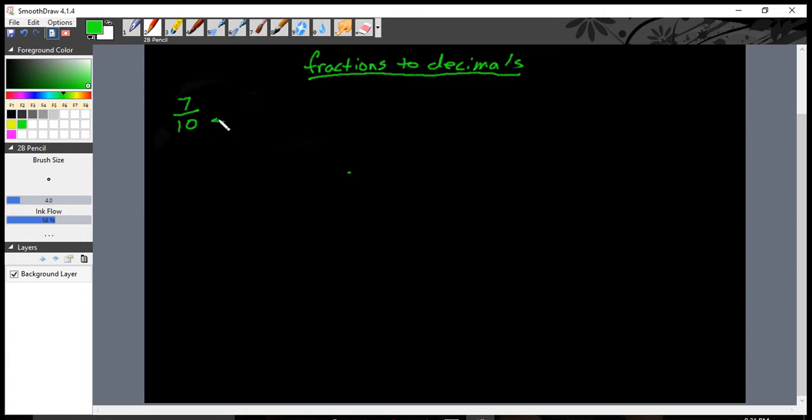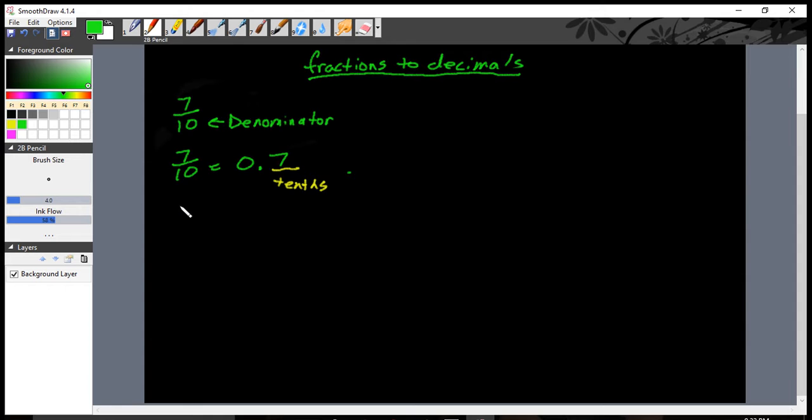If you look right here, the denominator, the bottom number, is a power of 10. That just means it's a 10, a 100, a 1,000. And when the denominator is a power of 10, it's really easy to write as a decimal. So 7/10, we're going to write as 0.7. This first spot is the tenths spot. So 7/10 becomes 0.7. It's just written a different way.